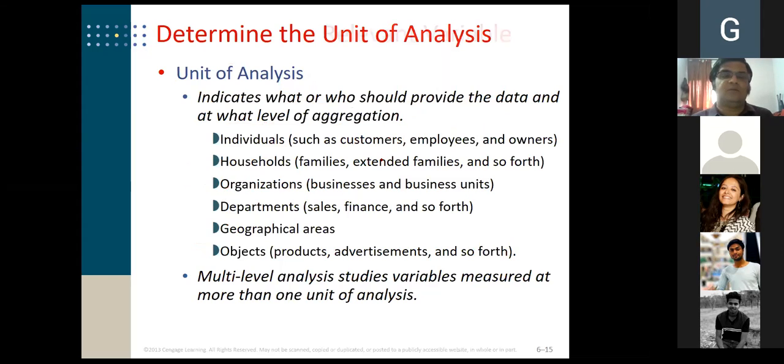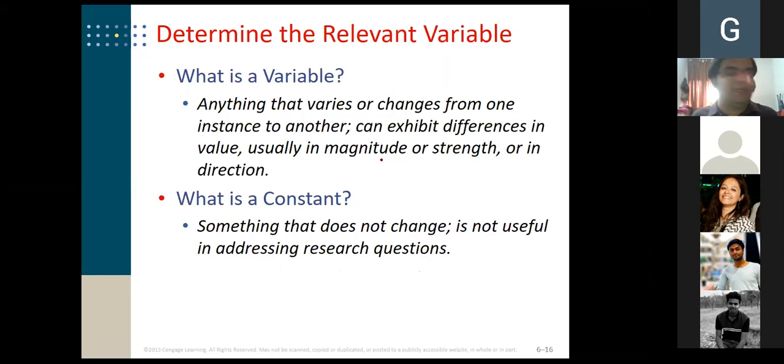Next, variable and constant. I think some of you have answered. Is this clear, or should I discuss variable or constant? Can anybody tell me in just two sentences what is a variable and what is a constant?